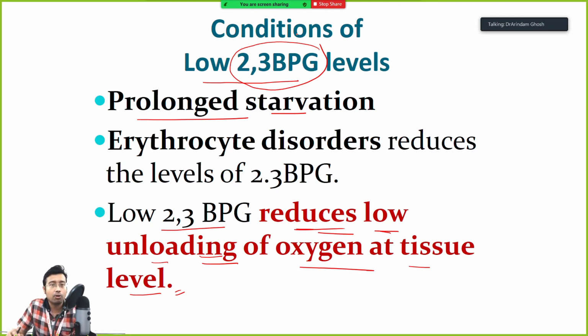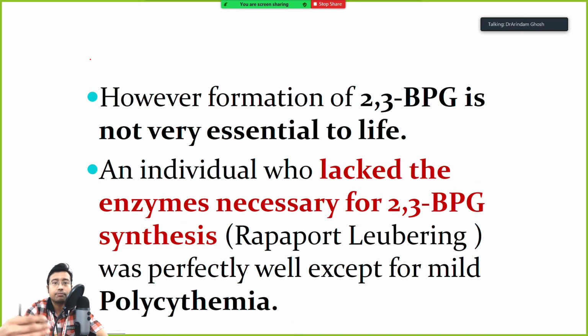Okay, when there is prolonged starvation, the effect of 2,3-BPG on hemoglobin will be gone. So you cannot expect 2,3-BPG to regulate hemoglobin whenever there is prolonged starvation. During prolonged starvation, the protons and the PCO2 become the major factors that help in unloading and loading of oxygen. It is therefore that formation of 2,3-BPG is not very essential to life.